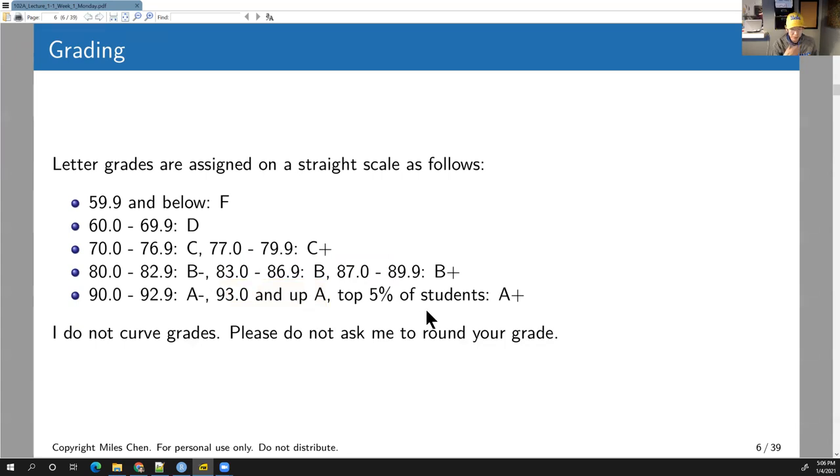I don't curve grades. I don't believe in curving. I feel like it's my responsibility to write a good exam. And if I do a bad job writing an exam, then sure, I'll consider making some adjustments. But I don't believe that your grade in a class should depend on how your peers did, okay? How you do is how you do. You don't have to worry about whether your other peers did well or poorly, okay?